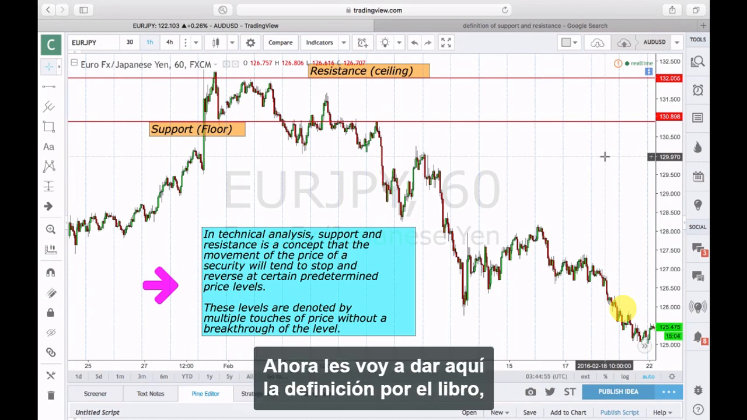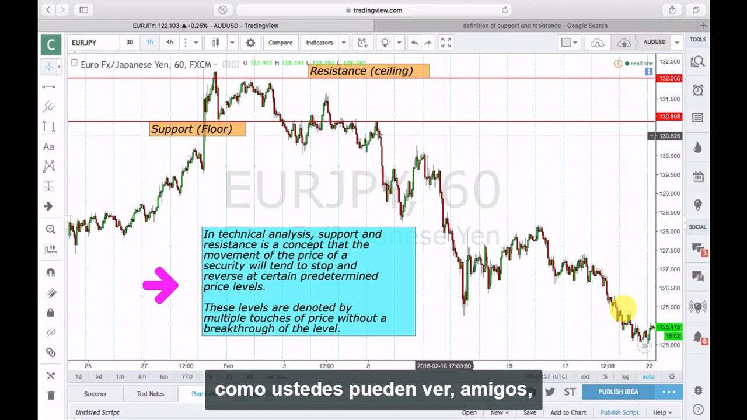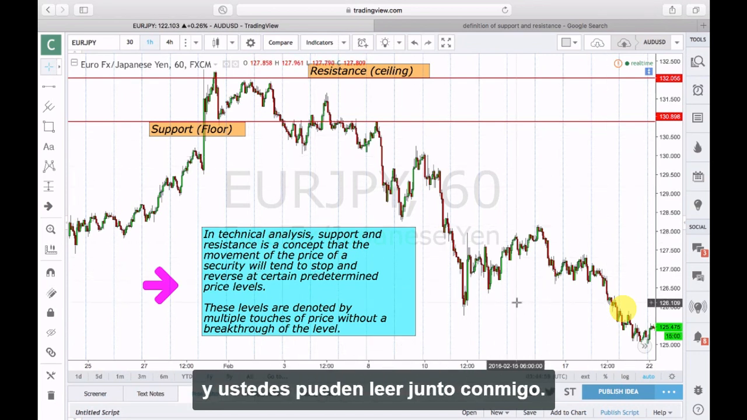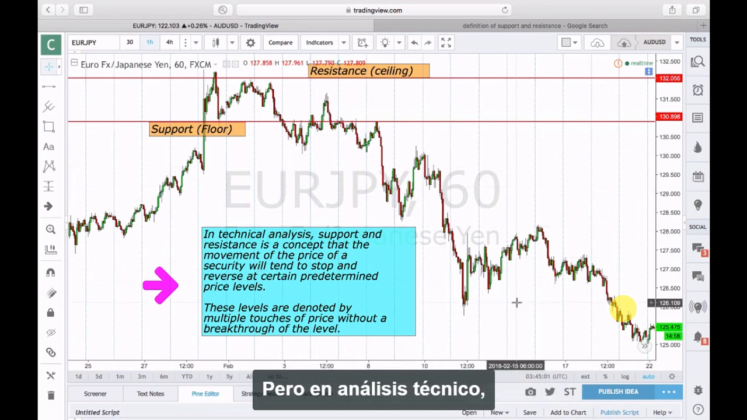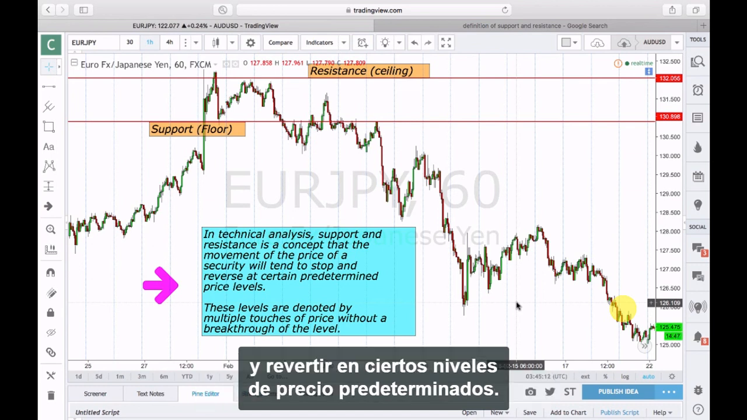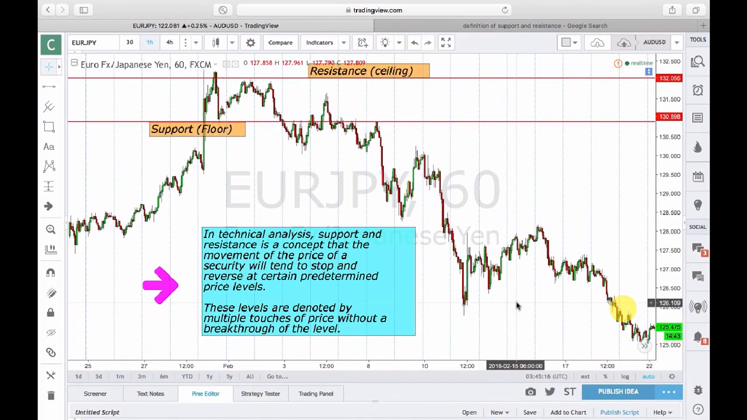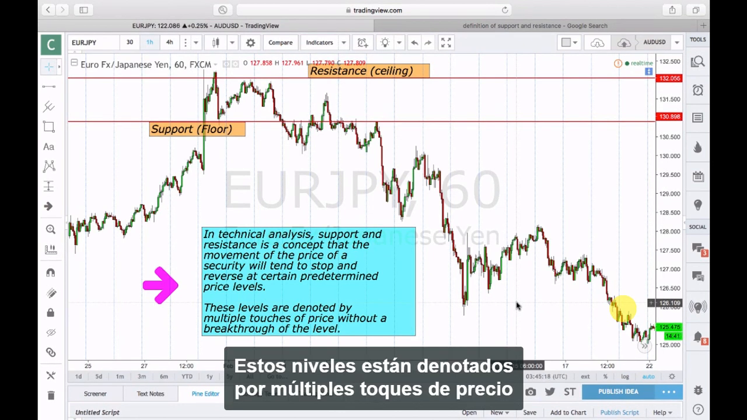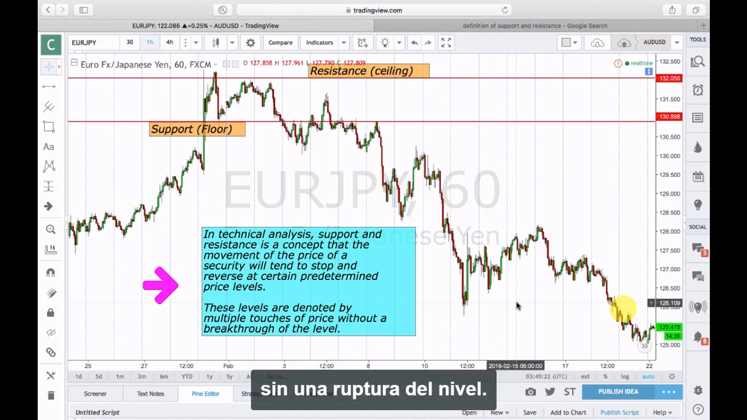Now, I'm going to give you the by-the-book definition here, as you can see, and you can read along with me. In technical analysis, support and resistance is a concept that the movement of the price of a security will tend to stop and reverse at certain predetermined price levels. These levels are denoted by multiple touches of price without a breakthrough of the level.